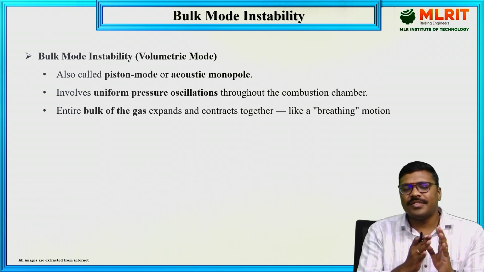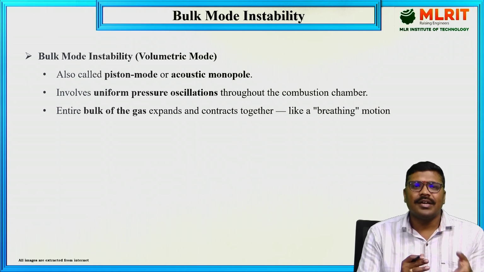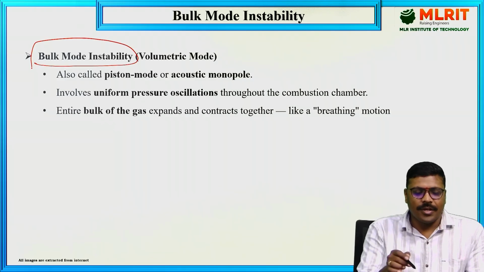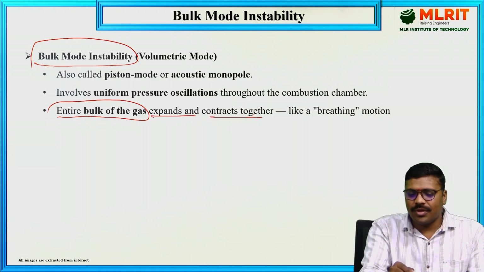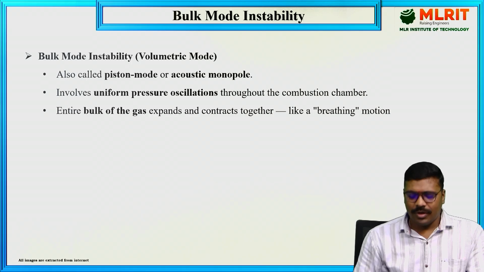So the pressure changes uniformly throughout the combustion chamber. Then that type of combustion instability is called bulk mode of instability. So the entire bulk of the gases expands and contracts together like a breathing motion. That is about the bulk mode of instability.